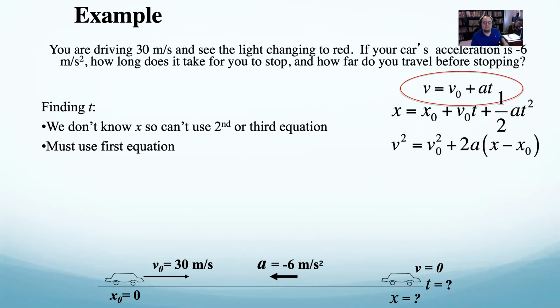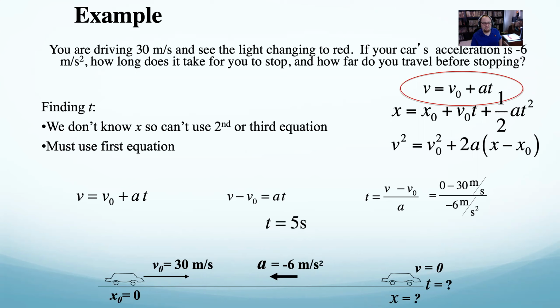That's what I mean by playing the matching game. That one matches the terms. And so v equals v naught plus at. I want to solve for t, so I'll subtract v naught from both sides and divide by a. And I can plug in 0 minus 30 meters per second over -6 meters per second squared. It's 5 seconds.